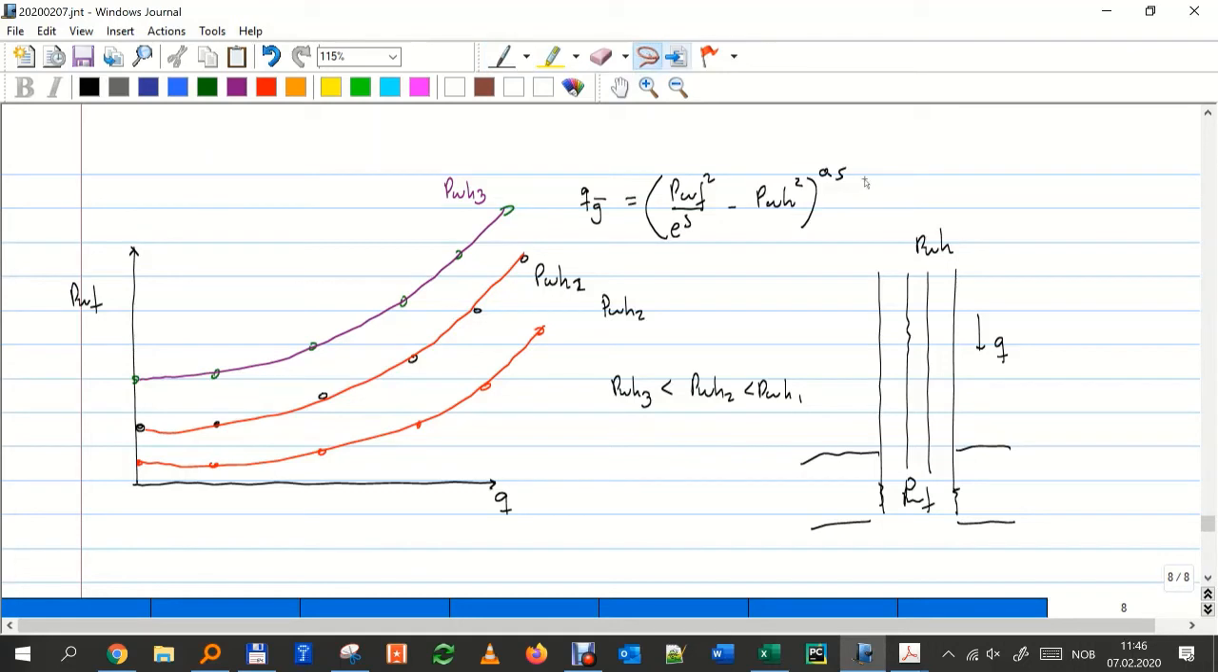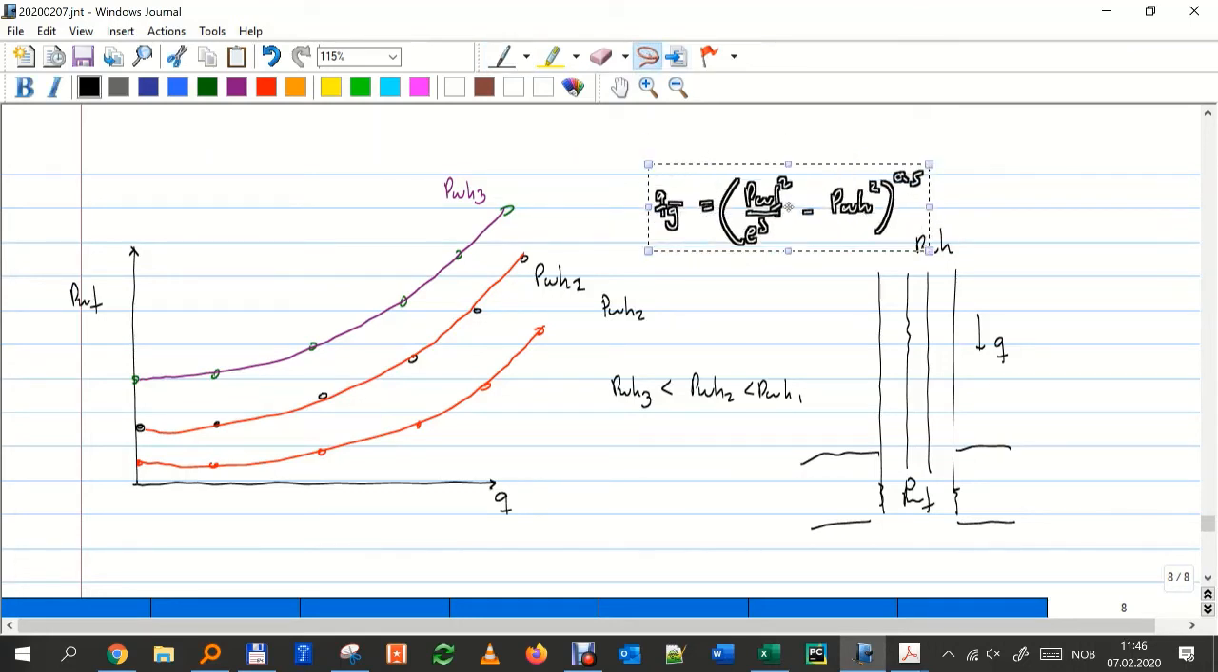That for gas is simply this equation, but for other cases, for example oil, or gas with condensate, this equation doesn't hold, so you need another procedure that we will discuss later.